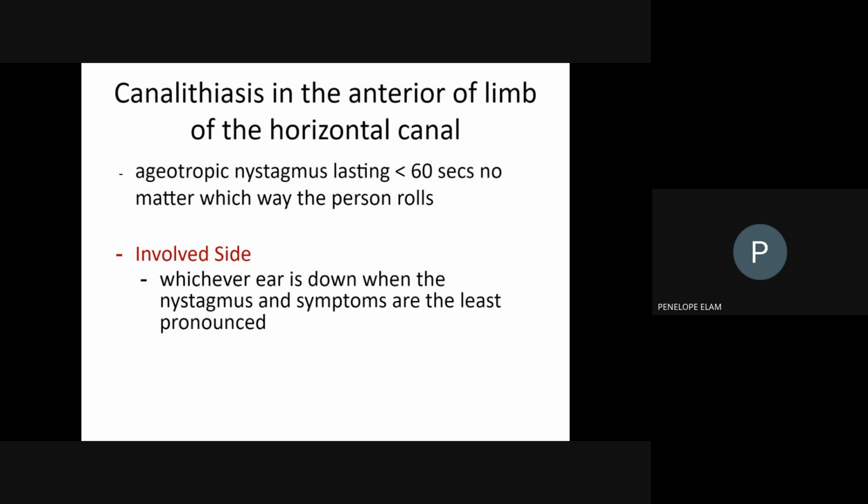We're going to review this all again in lab, but I want you to at least start to hear the concepts and start to get the ideas, okay? So anterior limb, ageotropic nystagmus, and the side with the least amount of symptoms is going to be the side that's involved. If it's in the posterior limb of the horizontal canal and it lasts less than 60 seconds, it's a canalithiasis, but it's going to be geotropic nystagmus, and the ear that is down that has the greatest symptoms is going to be the side that is involved.